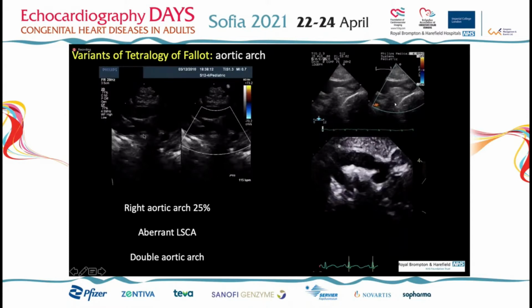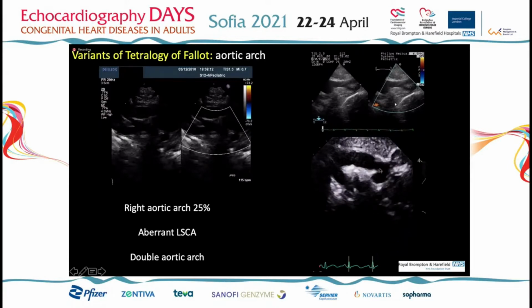In this view, I can show you the bifurcation of the aortic arch, or the first branch of the aortic arch, the subclavian artery on the right, the left carotid, pointing towards the left. So that would be a left aortic arch. And when it points towards the right, it would be a right aortic arch, like you can see in this view.